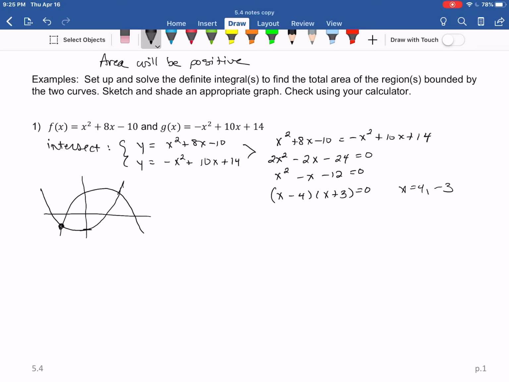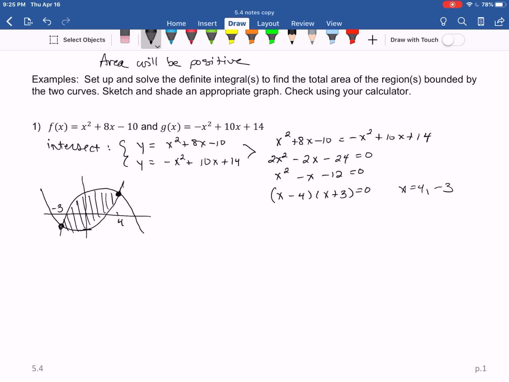So the two points of intersection are located right here. This was at negative 3 and this one was at positive 4. The area that I'm computing is the quantity of area in between. Like I said, it makes no difference that part of this area is below the x-axis because the total amount of area is still going to be a positive quantity.